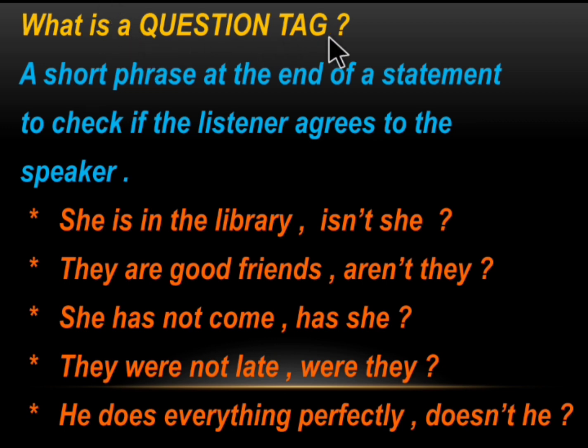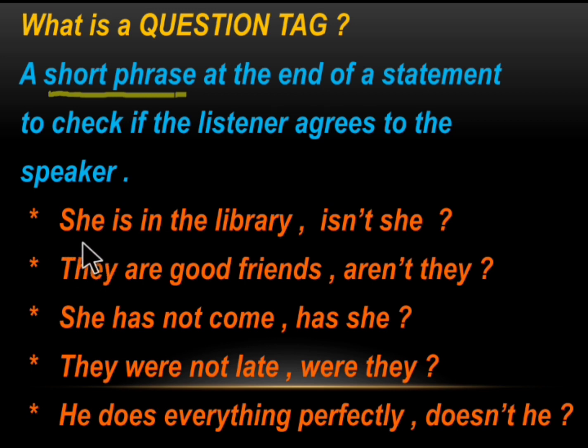What is a question tag? A short phrase at the end of a statement to check if the listener agrees with the speaker. Take for example, I am the speaker and you are the listener. Now I tell something, that is a statement. To confirm that, I ask a short question. So that is the question tag.